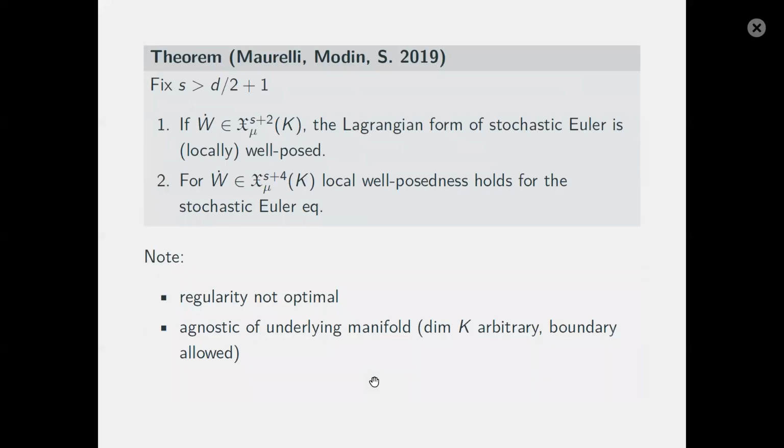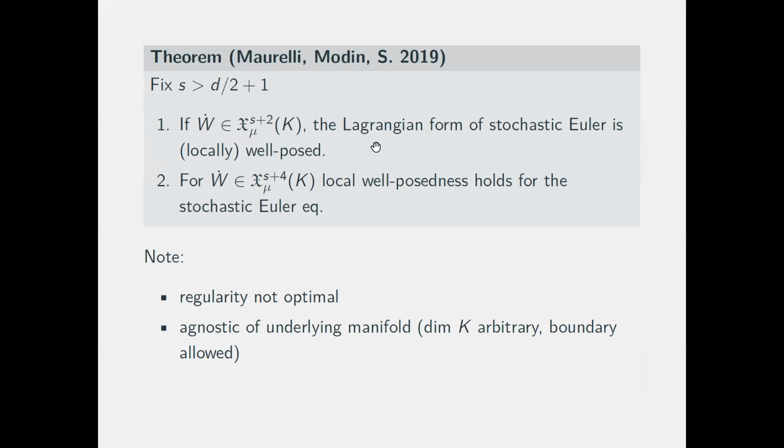And then the theorem is, if we fix this Sobolev index and assume that our noise is in the divergence-free vector fields of high enough Sobolev regularity, so we need Sobolev regularity S plus 2, then the Lagrangian form of the stochastic Euler equation is locally well-posed. That was exactly the equation on the previous slide.